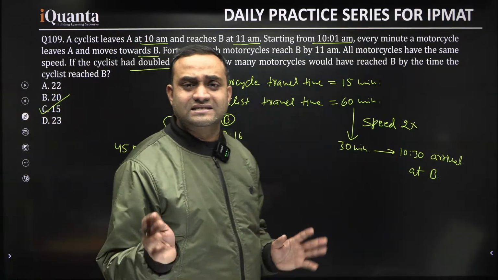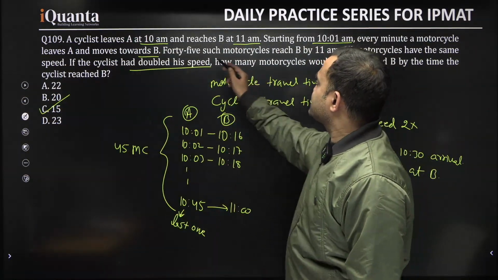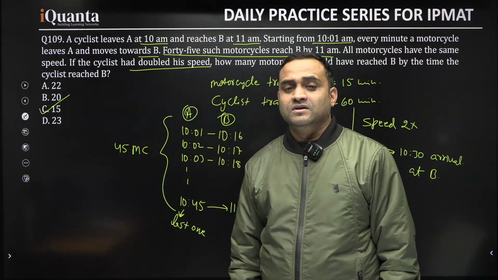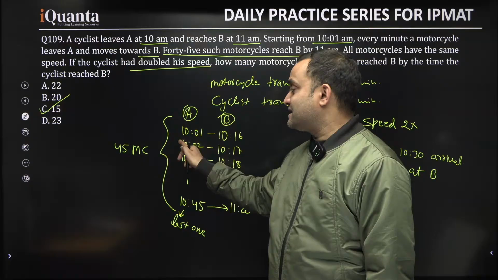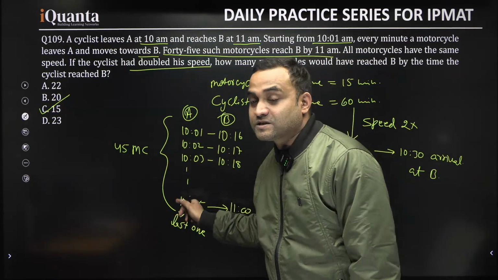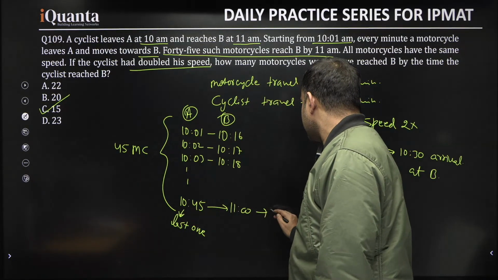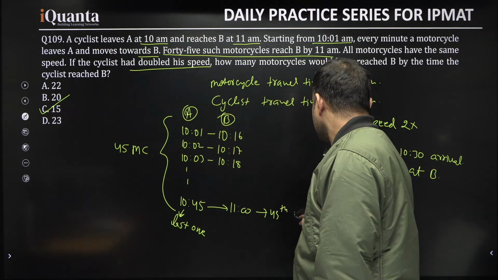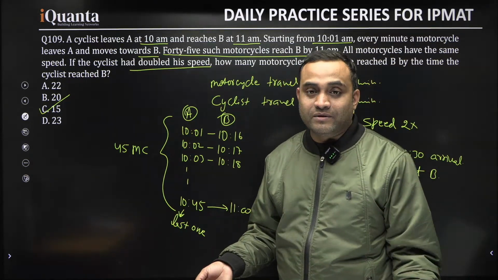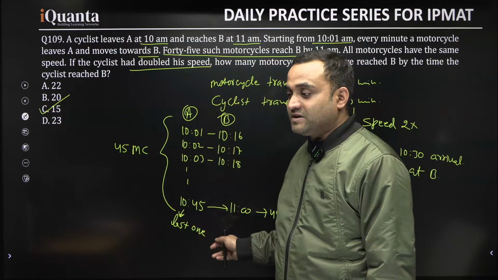Understand it like this: 45 such motorcyclists reach B by 11 AM. So this is the first motorcyclist, this is the second, this is the third, this is the 45th motorcyclist. This 45th motorcyclist is able to reach B by 11 AM. What is the travel time, guys? Think, 15 minutes travel time came.